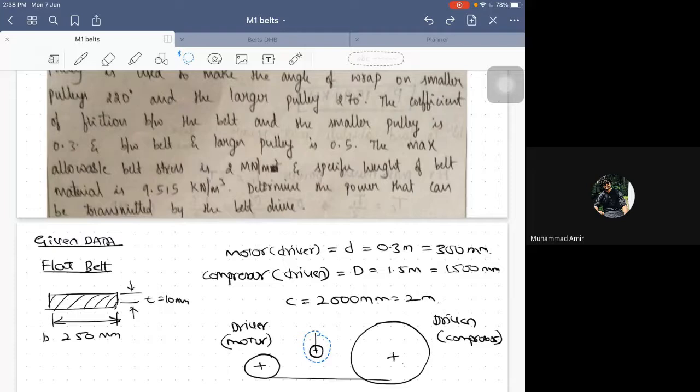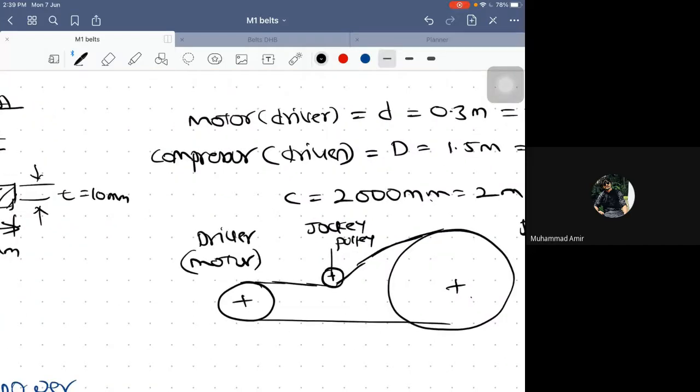When I do something like this, what happens? The tension will be increased. Hope you got the imagination now, right? Yes, sir. So this is the jockey pulley. So previously, if you observe the angle of contact, it was something from here to here, right? This much, around 180 degrees.